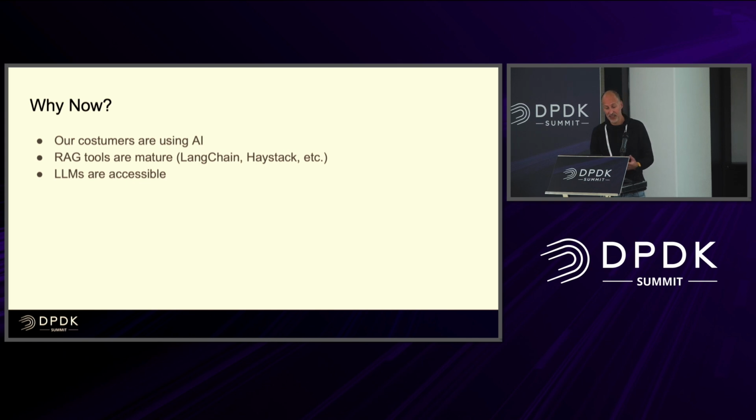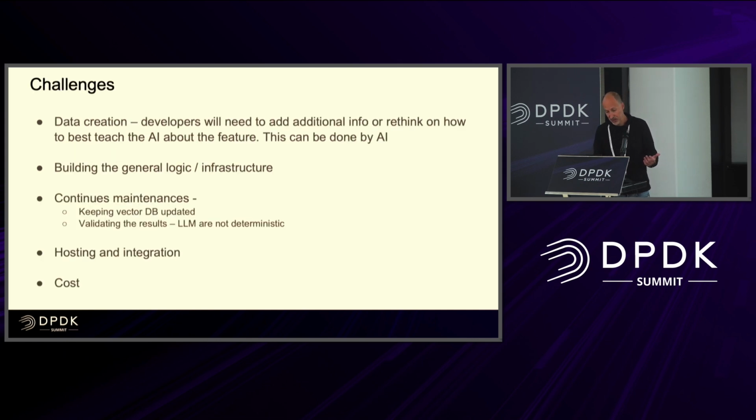Secondly, we need the RAG tools. The RAG tools are mature, LangChain, Haystack, totally open frameworks, free, open sourced, so we don't need to reinvent the wheel at all. And most importantly, the LLMs are accessible, they're changing, they're evolving, and we just need to use them, to select the one that we're using.